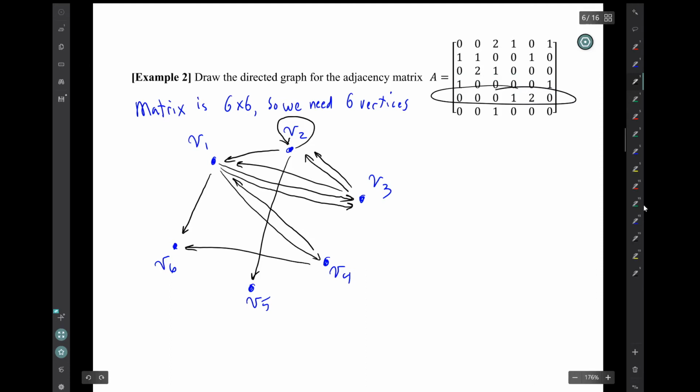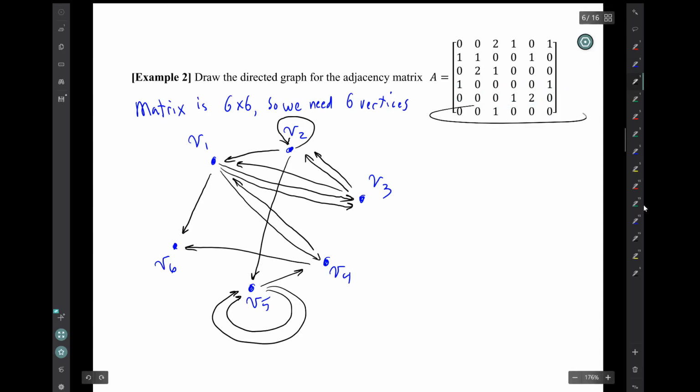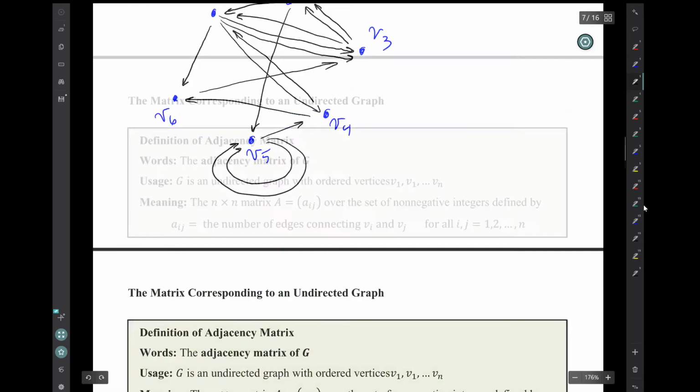This row of the table tells us that from vertex 5, there's a single arrow that goes to vertex 4 and 2 arrows that go back to vertex 5. So 2 loops at vertex 5. And finally, this row of the table tells us there's a single arrow coming from vertex 6 to vertex 3. That's it. Let's go on.